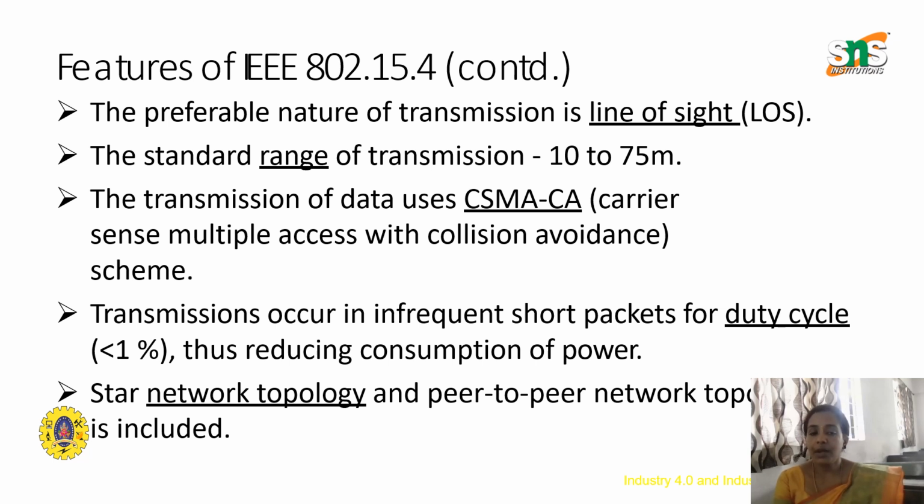The other features of the IEEE communication protocol are: the preferable nature of transmission is line of sight, that is for transmission of data. The range of transmission can be only up to 10 to 75 meters. Of course, BPSK is used to reduce the noise and distortion. Regarding networking, the star network topology has been used. The peer-to-peer network topology can also be used.